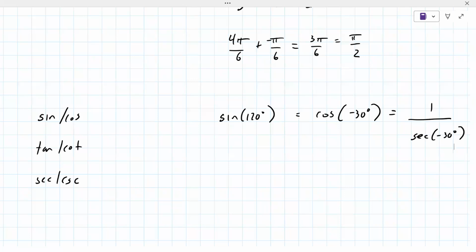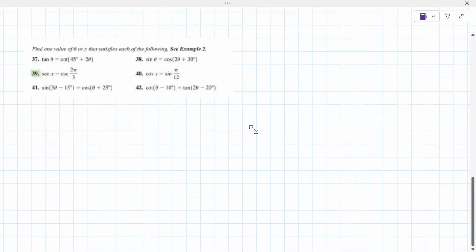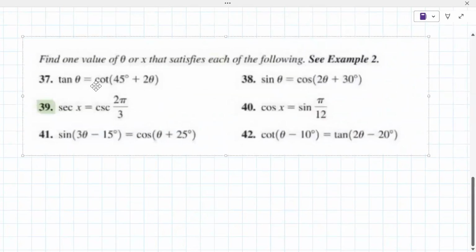Okay, so that's the first grouping of questions. The next grouping is kind of the same, but a little bit more involved. I remember us doing some of these a while back. So the idea is that in any one of these they are all still cofunctions. So we'll just pick a couple here.